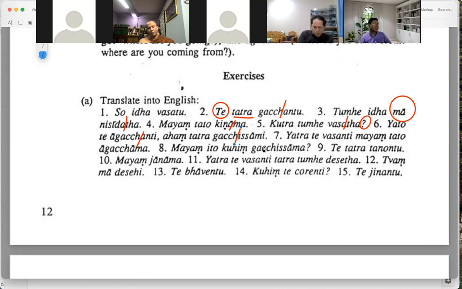Okay, present tense. So we come. So tado means from there. So Yadra de wasandi, where they live. Mayan tado agachama, we come from there. So we come from there where they live.